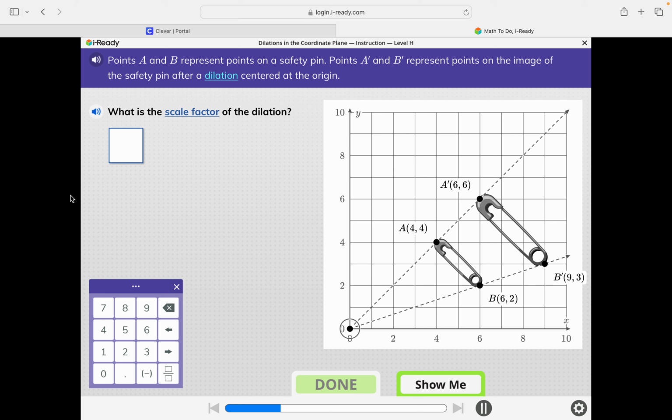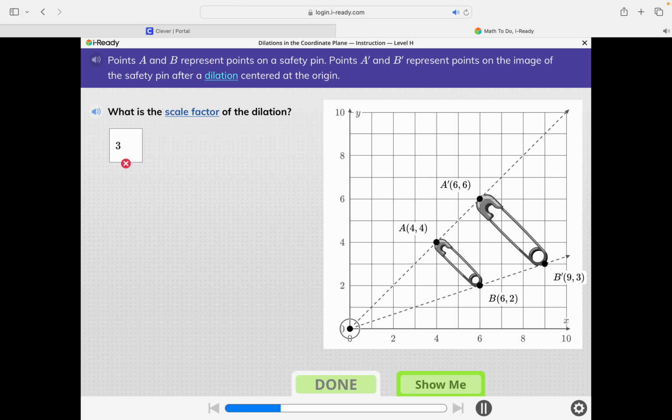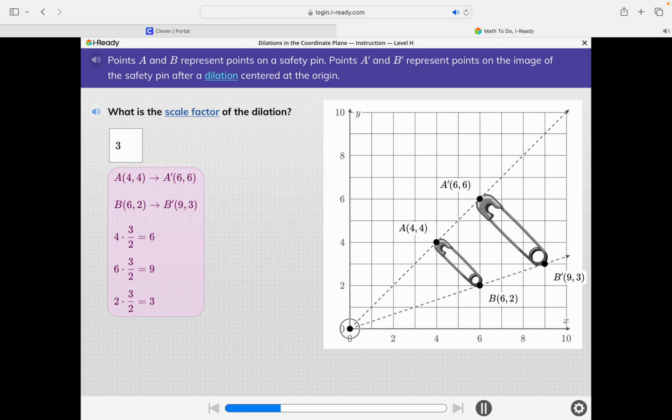Okay, now number 2. Number 2 is 2 by 3. So we times by 3, Subani. Do we do the fraction? No. I don't know. You can multiply each coordinate of points A and B by 3 halves to get the corresponding coordinates of points A prime and B prime. The scale factor of the dilation is 3 halves. How is 3 by 2?